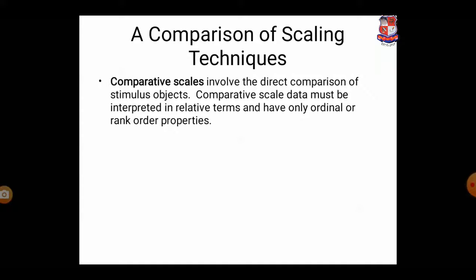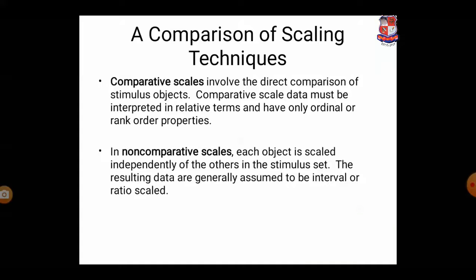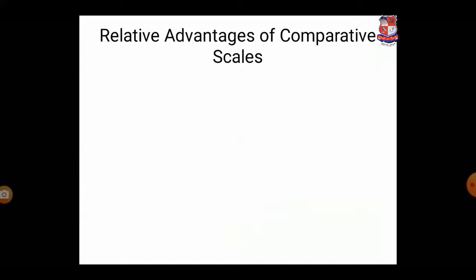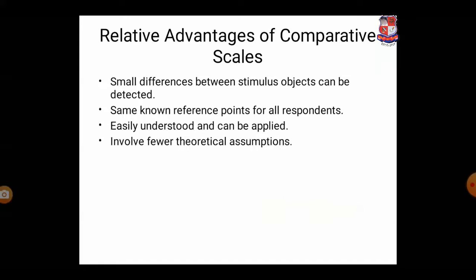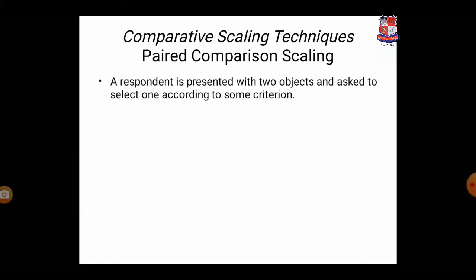If we talk about non-comparative, again the name itself explains the meaning of non-comparative scale: a direct comparison between different objects is not possible. Further, we are going to discuss the different types of comparative scale. We have three types of comparative scale. First one is paired, second one is rank order, and third one is constant sum. First we are going to discuss the first comparative scale, which is the paired comparison scale.